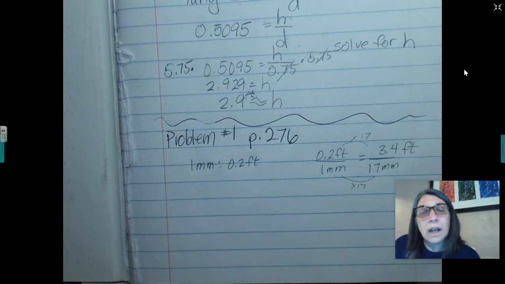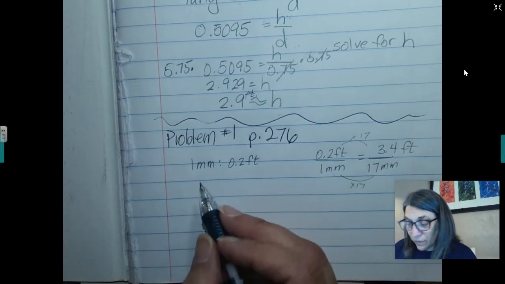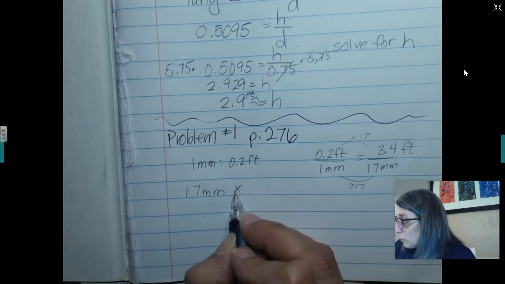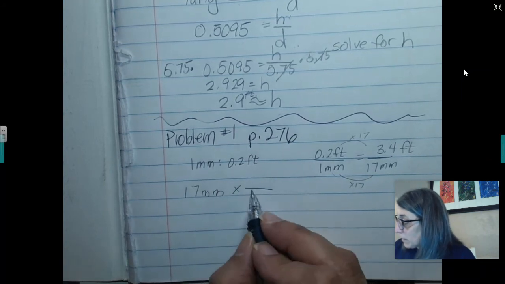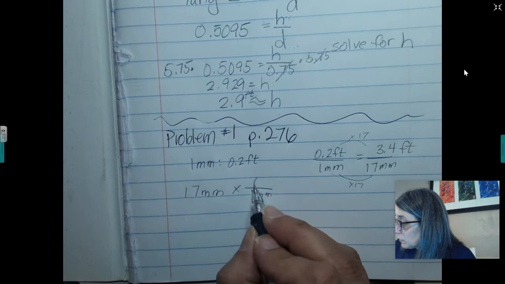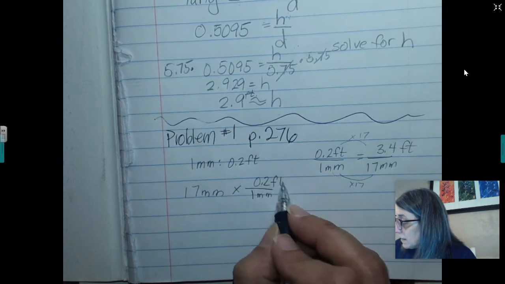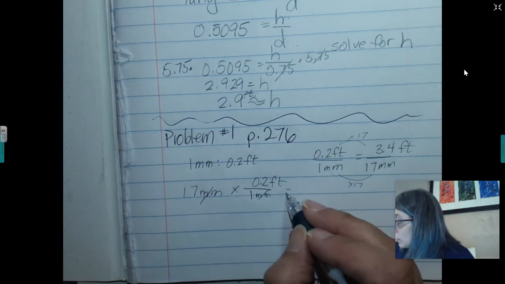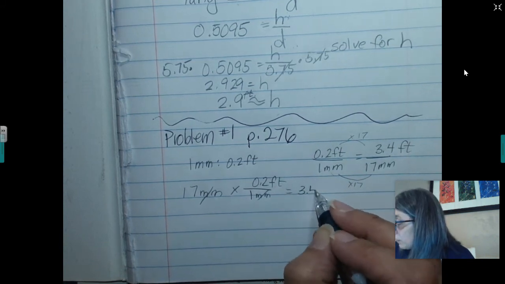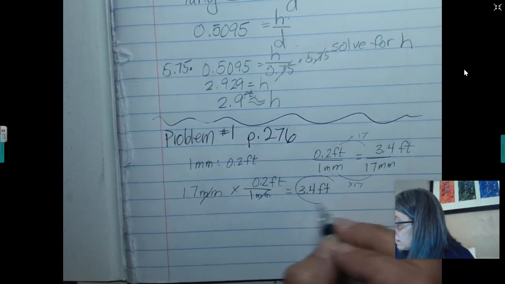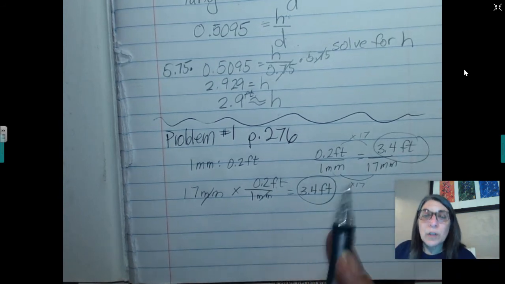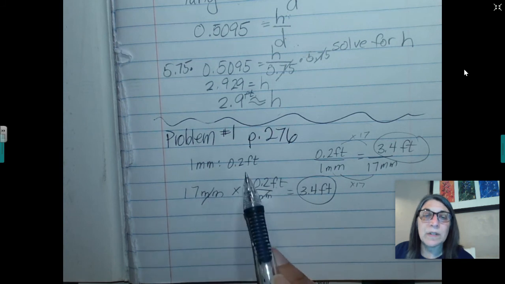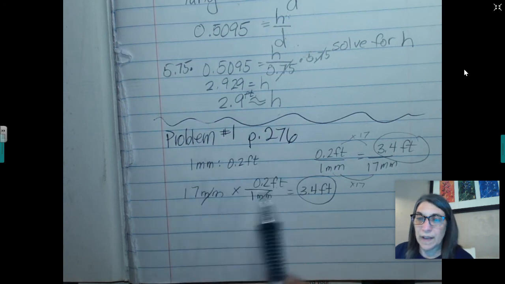Or you could do a good old-fashioned conversion factor, where you take your 17 millimeters and multiply it by a ratio of 1 millimeter to 0.2 feet, cancel out your millimeters, and just multiply 17 times 0.2. And again, you will come up with 3.4 feet. So however you do conversions, you've got to convert your 17 millimeters to feet using this conversion factor.